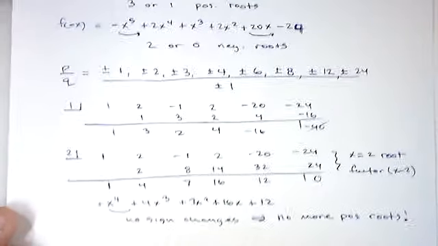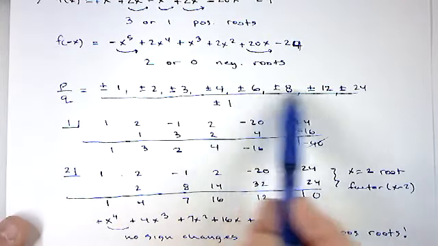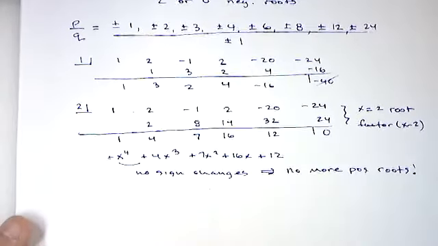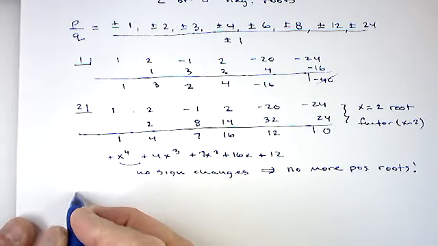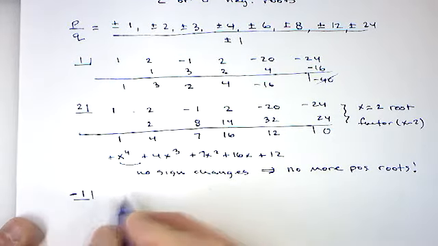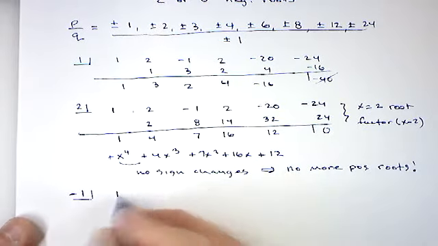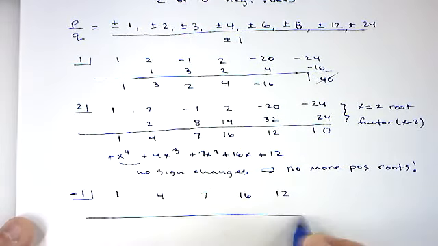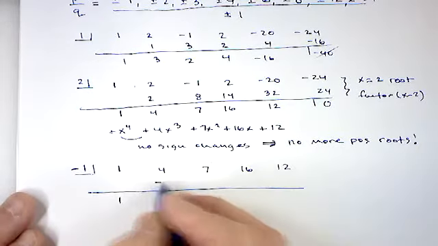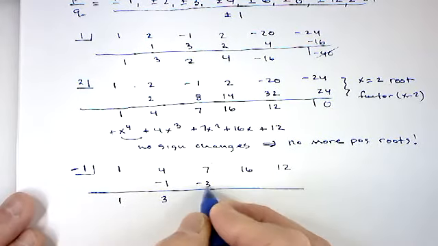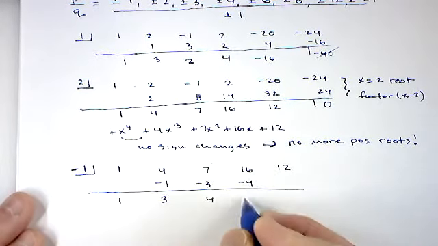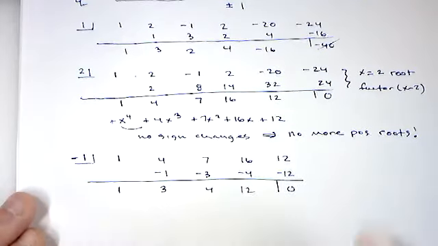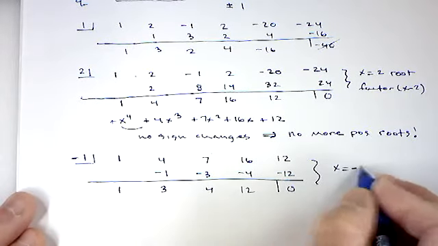So why is that useful? Now I know I don't need to bother checking any more of these positive numbers, right? I can stop at 2. So now I could go to working with negative numbers because we know there's either 2 or 0. So maybe we try negative 1. And I'm going to work with the reduced polynomial. 1, 4, 7, 16, 12. Negative 12. Perfect. I get a remainder of 0. So we have x equals negative 1 as a root.